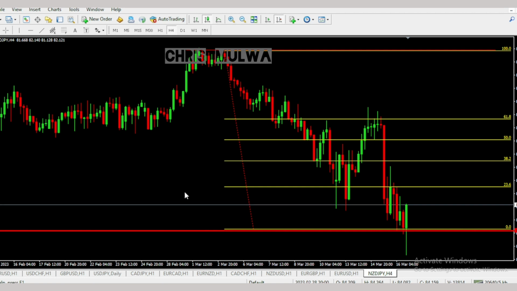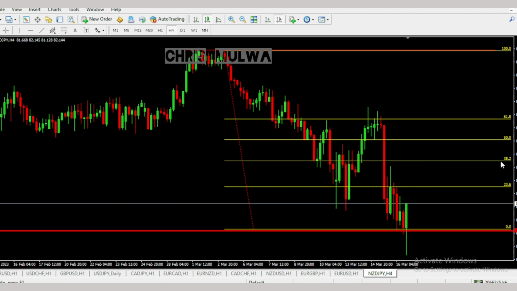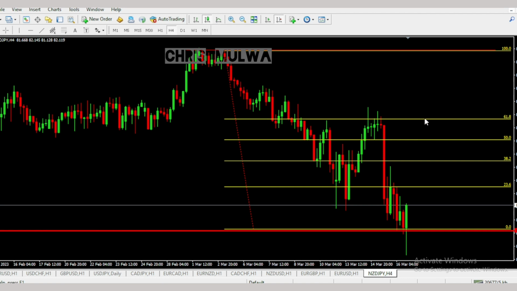Okay, now level 1, this is 23.6. This can be your entry point. So if the market is reversing from this point, you enter the trade here. At 38 you can take your first profit. At 50, you can close part of the trade. Here you can close three quarters of your trade.